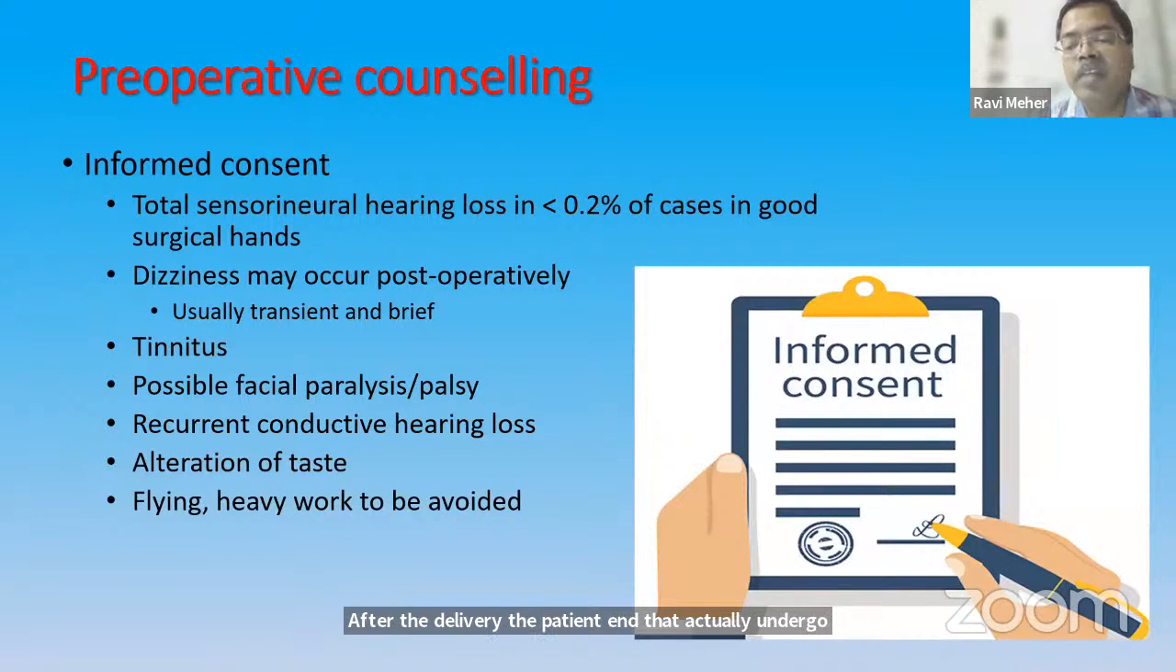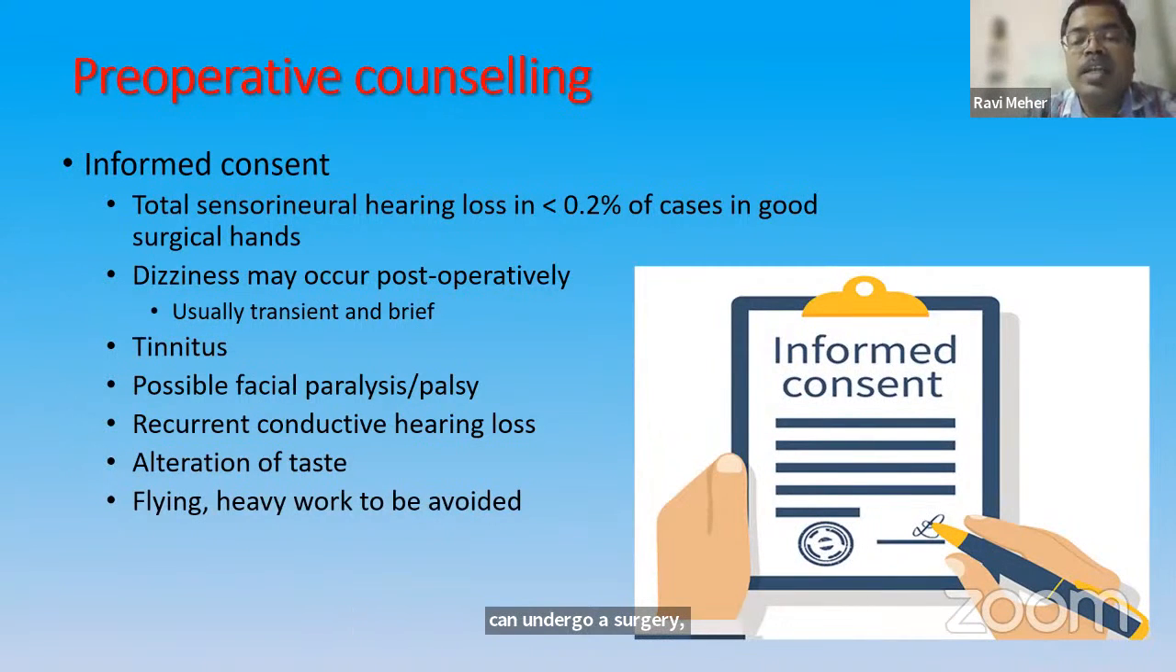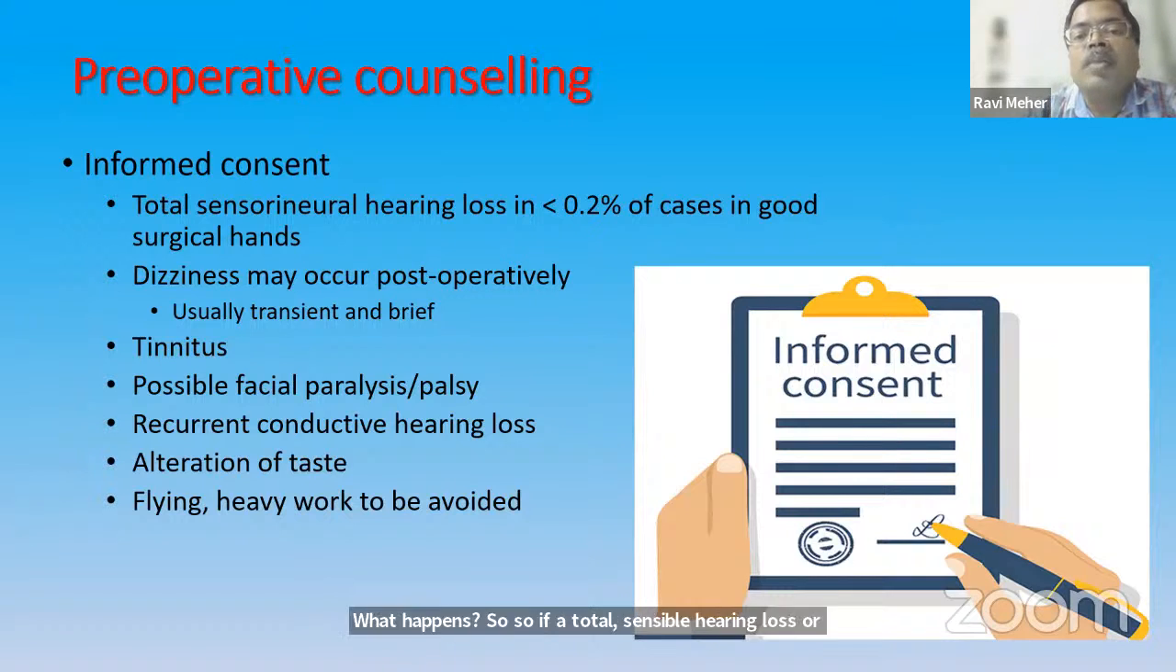Preoperative counseling is very, very important. Though the surgical results are excellent and it's a very rewarding surgery, there is a definite component of sensorineural hearing loss which the patient can suffer after surgery. A total sensorineural hearing loss or dead ear can actually occur in less than 0.2% of patients in good surgical hands, right? This must be told to the patient. It should be told that there is a definite chance of sensorineural hearing loss, but the risk is very, very low, right?